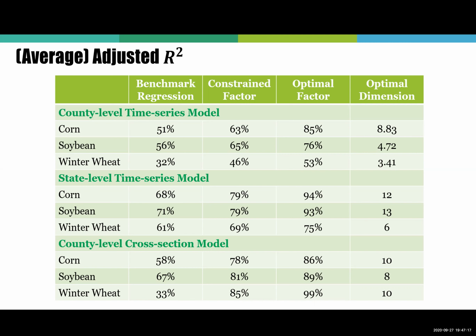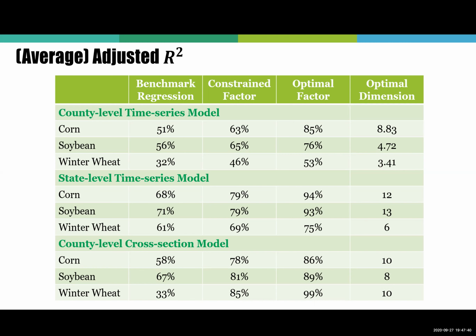Recall that our dynamic factor model exploits dimension reduction. The effectiveness of dimension reduction can be seen from the last column of the table. The optimal dimension ranges from as high as 13 to as low as 3. This compares favorably to the original dimension, which is as high as 116.